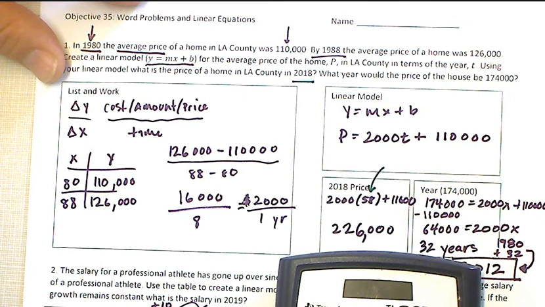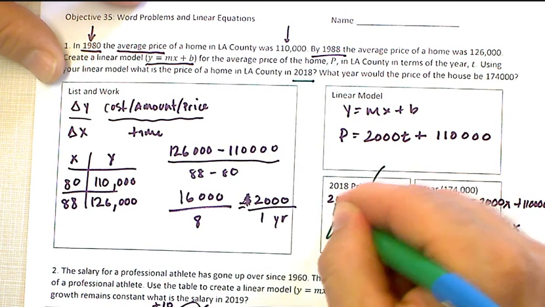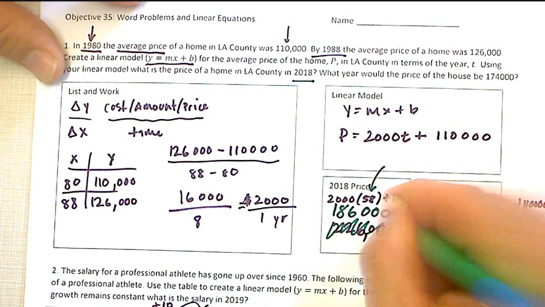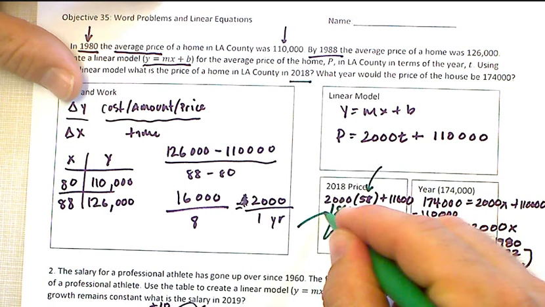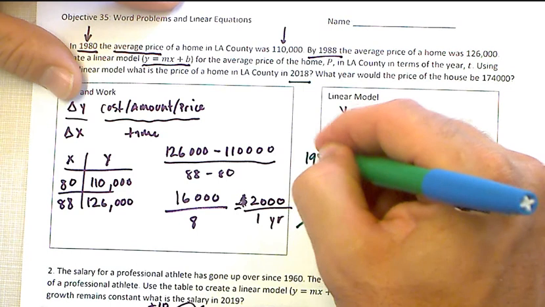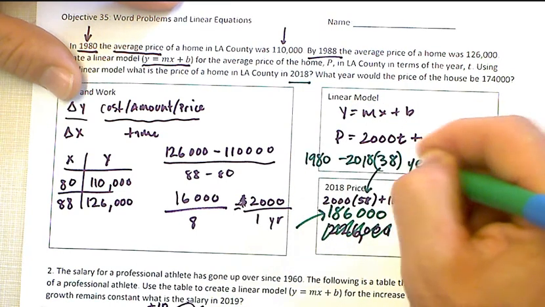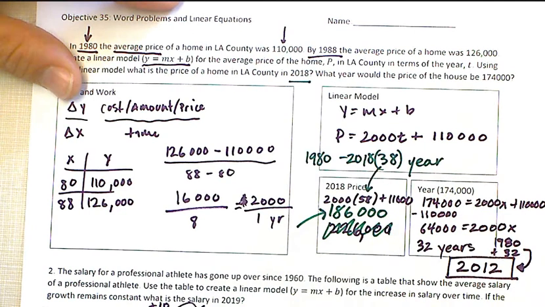We should have got 186,000. This is your correct answer. This should have been a 38 because we're looking at 1980 to 2018, which is technically 38 years. I made a mistake there on that question.